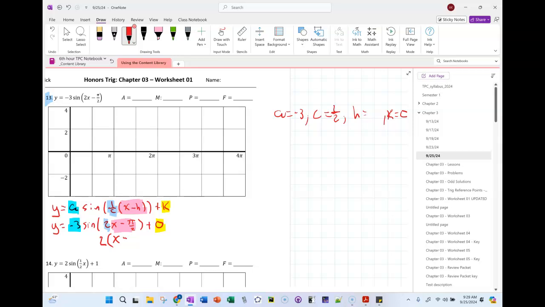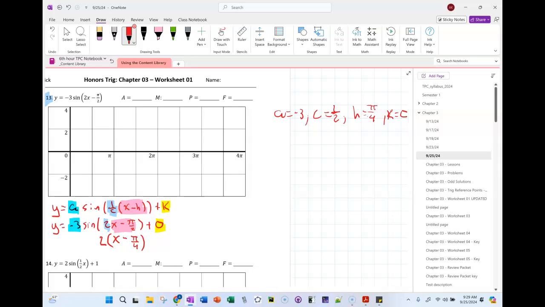Remember that dividing by 2 is like multiplying by 1/2. So 1 times pi is pi, 2 times 2 is 4. So we should get a pi over 4 there. So what is our h then? Pi over 4. Remember, the h is always the opposite sign of what it appears in the problem. Okay.